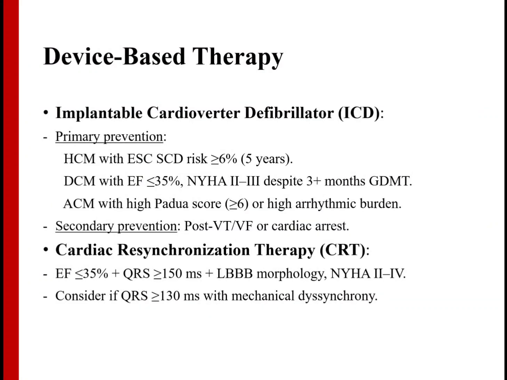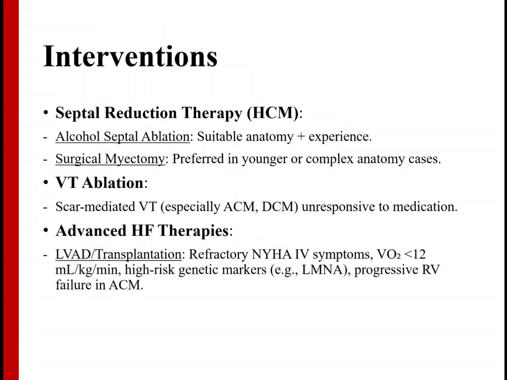We can also use some device-based therapies. There are also some interventions like septal reduction therapy for hypertrophic cardiomyopathy. There are two types: alcohol septal ablation and surgical myectomy. Alcohol septal ablation is for more suitable anatomy, and surgical myectomy is preferred in younger or more complex anatomy cases.